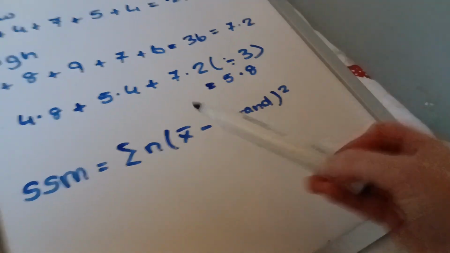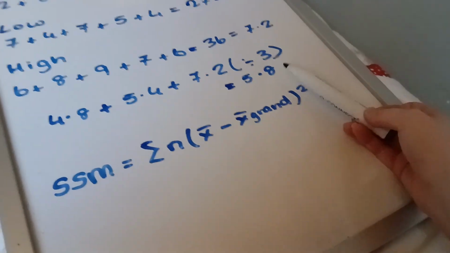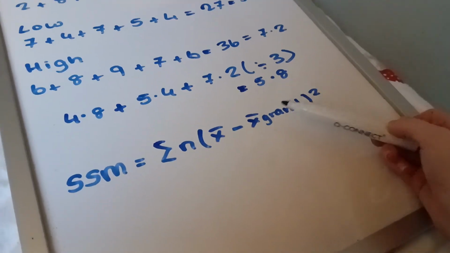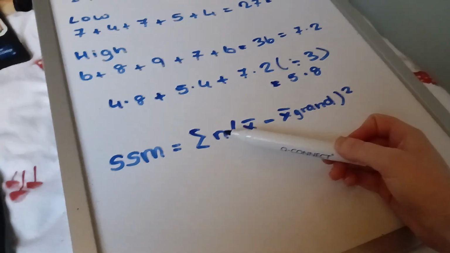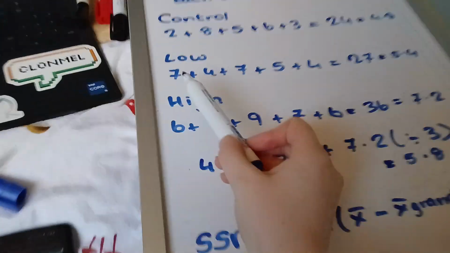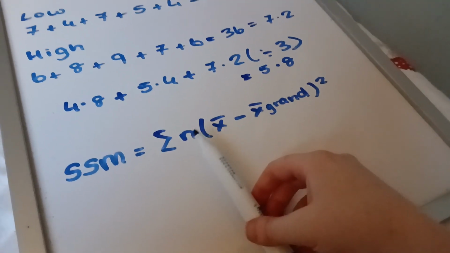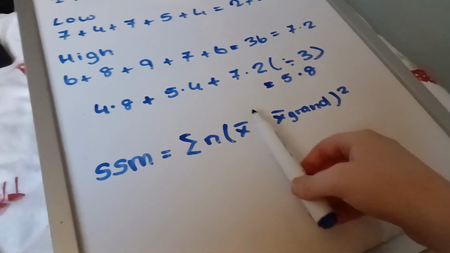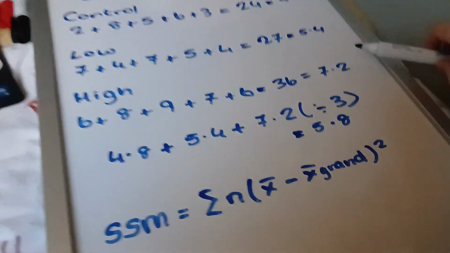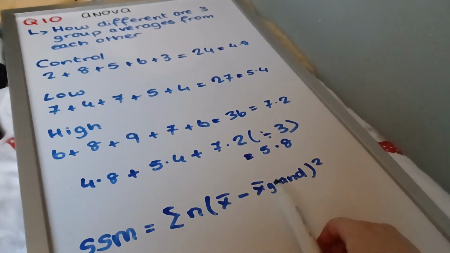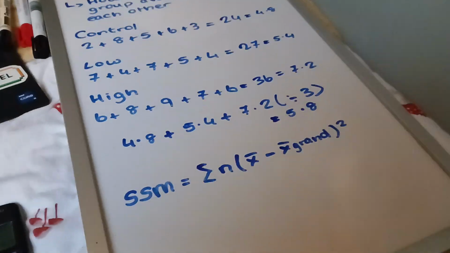So like, for example, the control group, you would do 4.8 minus 5.8. So 5.8 is always going to stay the same in this. And then n is always going to stay the same because n is 5, because there's 5 participants in each group. So you're doing 5 multiplied by the group average, so either of these, and then minus 5.8 squared. So you're doing that 3 times for the 3 groups.